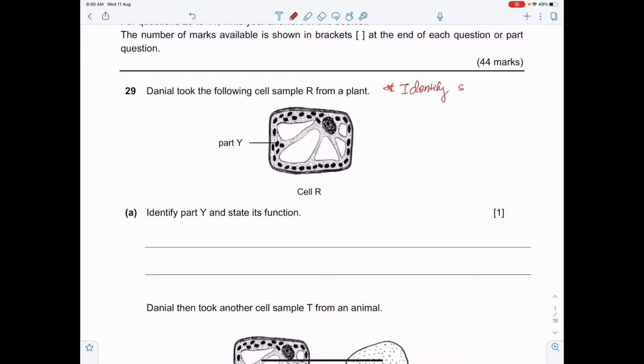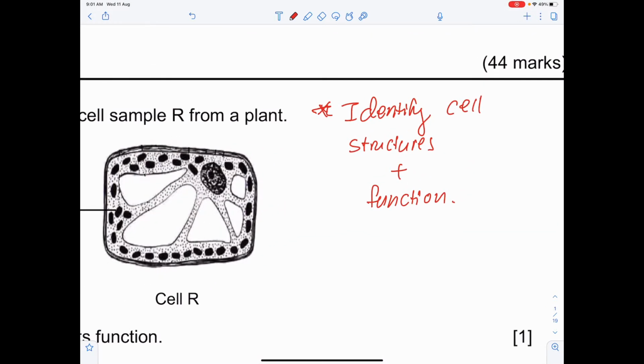cell structures together with function. So you must be able to identify your cellular structures, and then you must know what they are used for. And you need to go and memorize the standard. Okay, so for example, let me give you a very quick example of what I mean by non-standard.